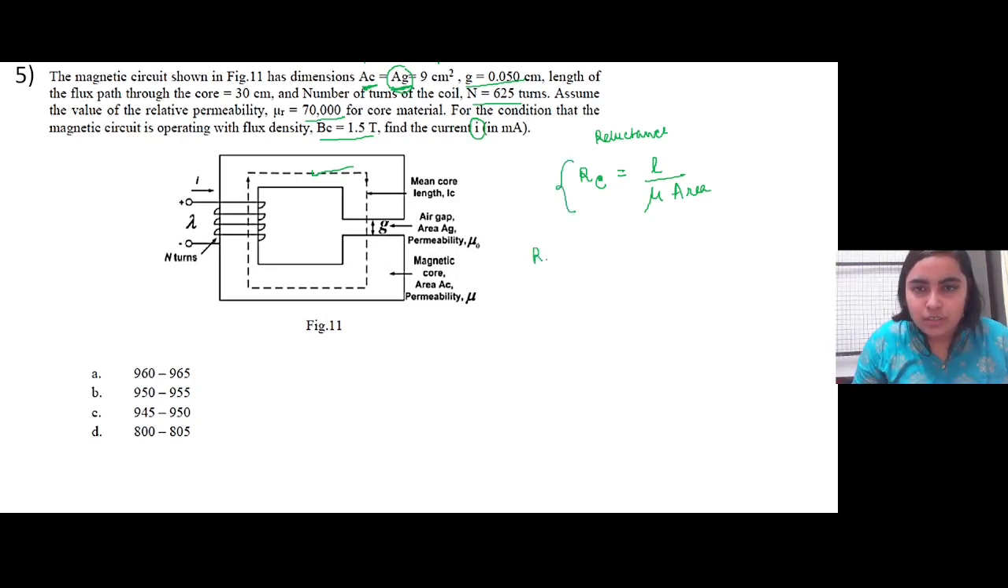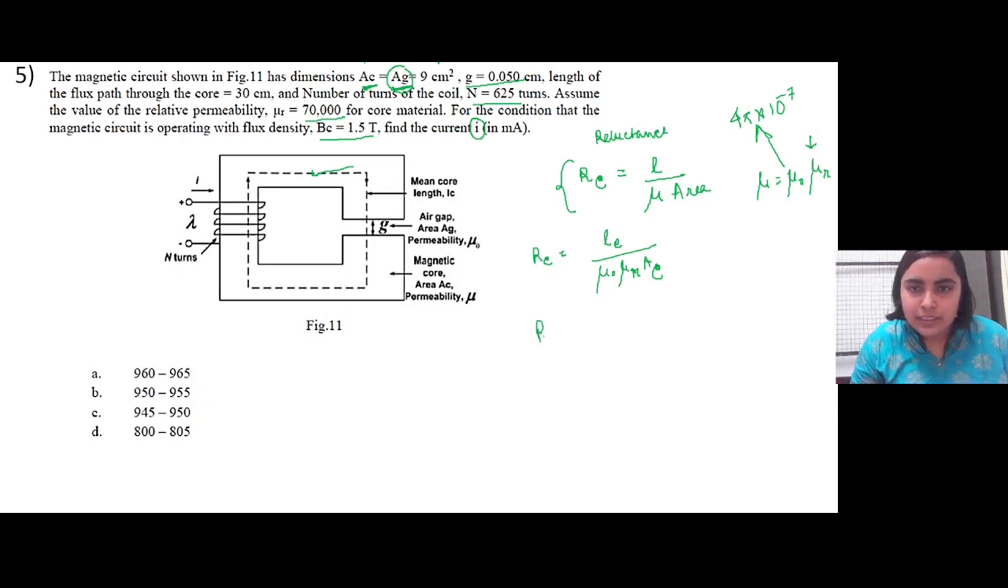So for the core, Rc will be equal to Lc over mu, where mu is equal to mu naught times mu r, the relative permeability and mu naught. Mu naught is a constant. What is the value of mu naught in SI units? 4 pi into 10 to the power minus 7. So you have mu naught into mu r into Ac, the area of the core region.